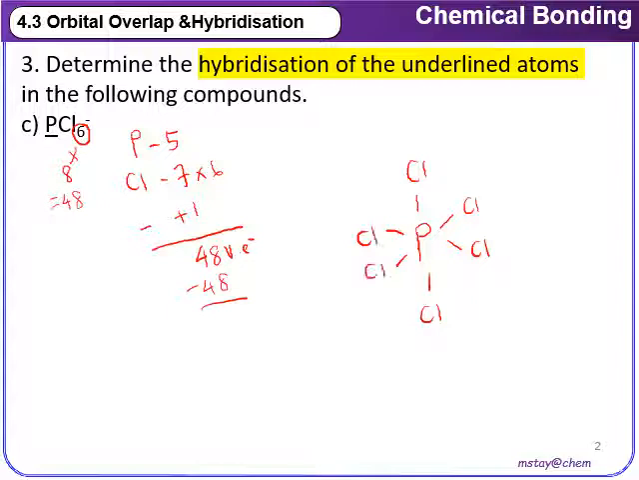Okay, I didn't draw all the valence electrons at the terminal atoms because for this question we just want to determine the type of hybridization. Based on this, it's very obvious that there are 6 electron domains, and the type of hybridization is going to be sp3d2.